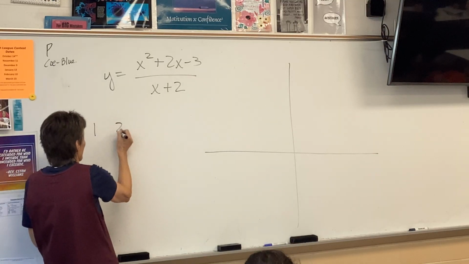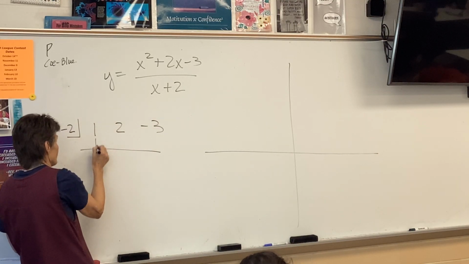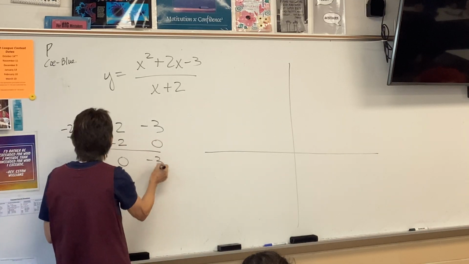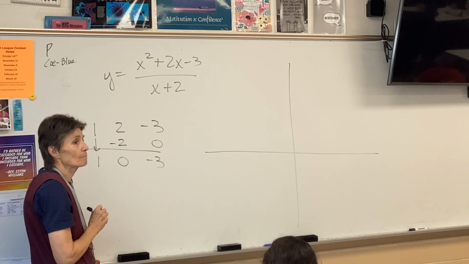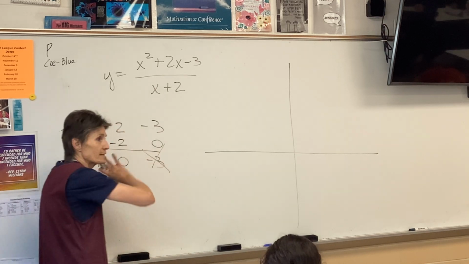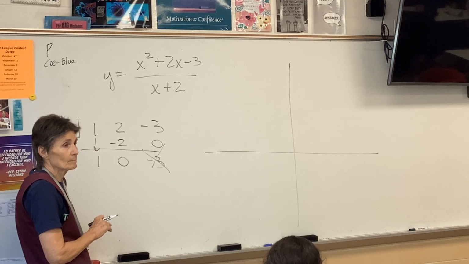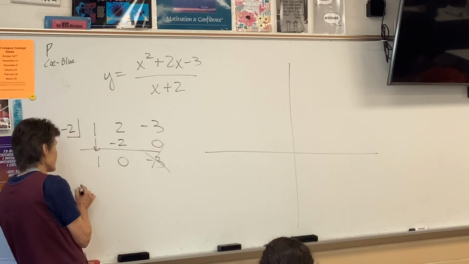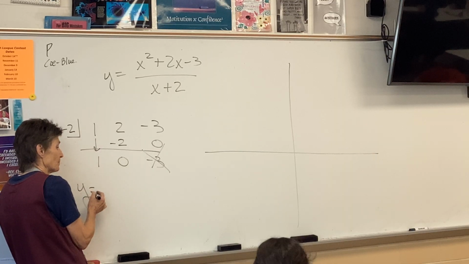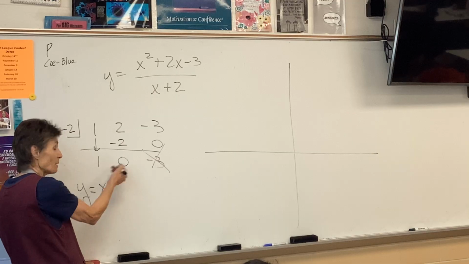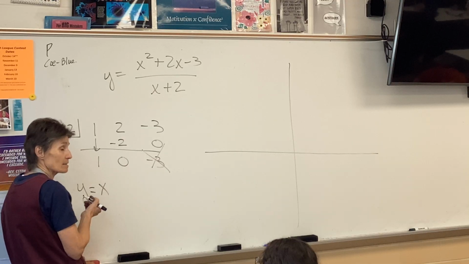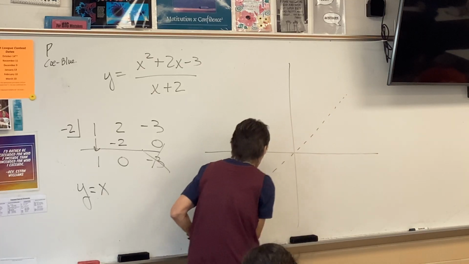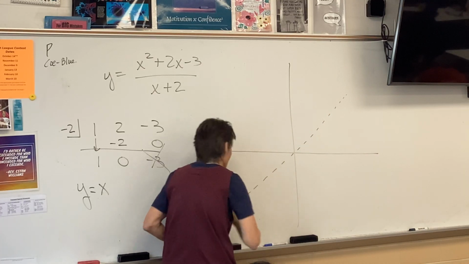Negative 2. Did I do that right? Remember, the remainder is out of it. Don't care. What is the equation of my slant asymptote? y equals what? Just x. x plus 0. Just x. So that is my identity line right here. This is my slant asymptote.